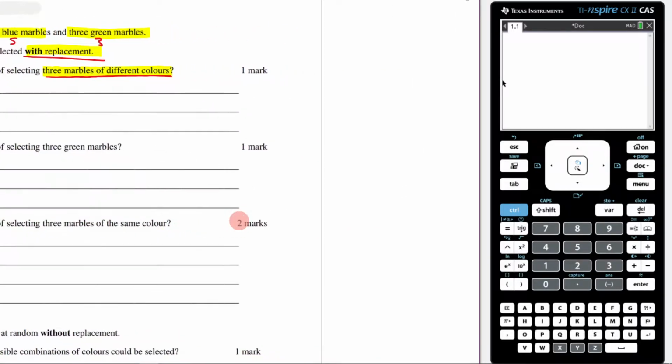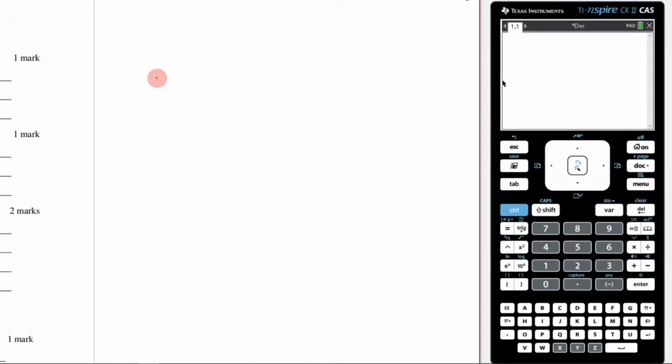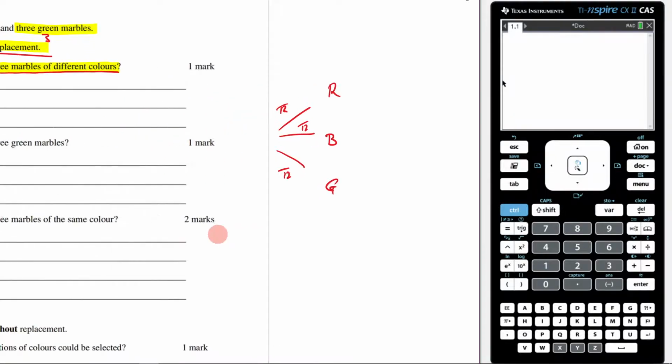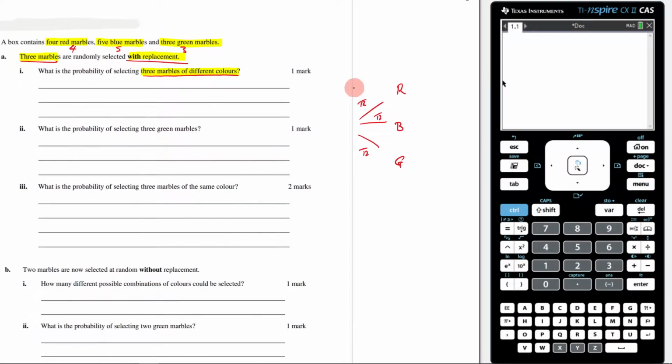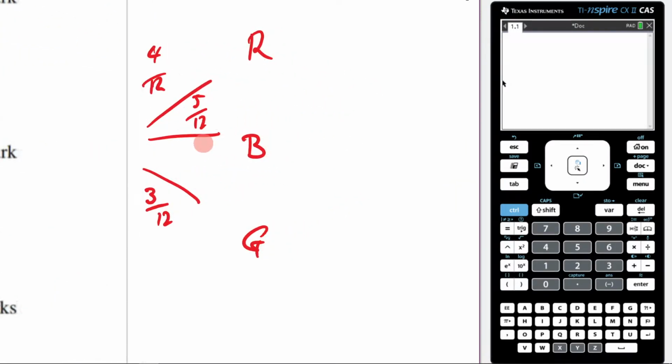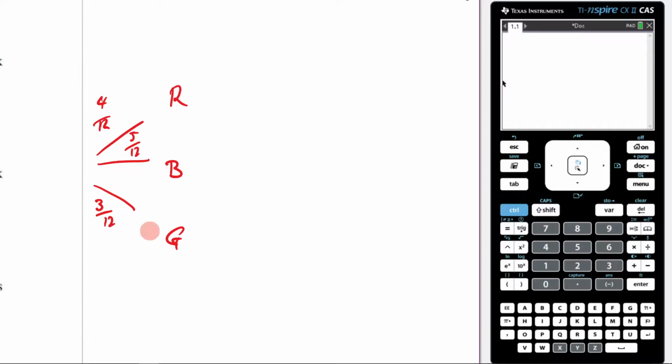If we visualize this as a tree diagram for a second, we've got red, blue, and green. We know that there are 12 marbles in total. We were told that there are 4 of these, there are 5 of those, and there are 3 of those. Then it is a replacement, so that means they're going to keep repeating.